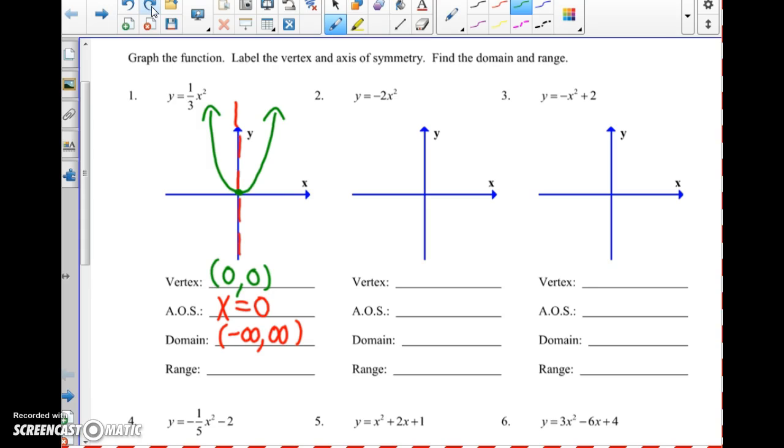And let's talk about the range. What's the range going to be? What's the smallest y you got? What's the biggest y you got? Infinity. So it's going to be 0 to infinity. You got it, that's how it works. You guys got this. I'm just going to put it all up on the board for number 3.